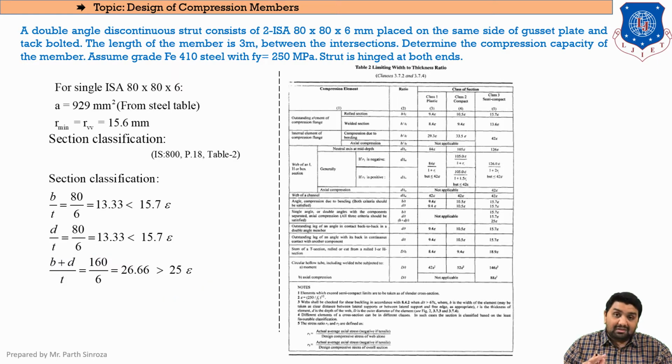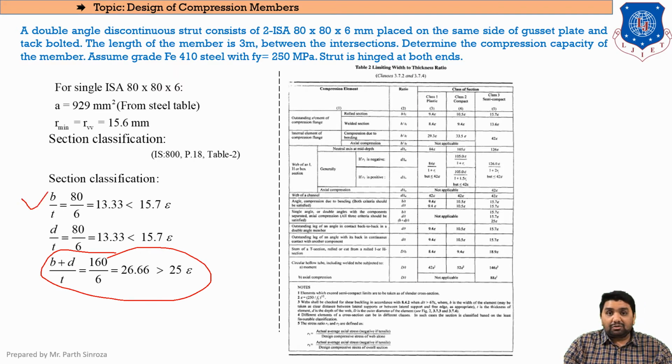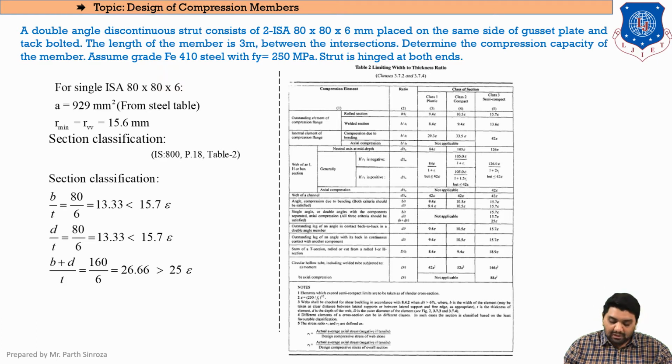Now you will be using this statement or this ratio only. If B by T was not satisfied, we could have used this clause. If D by T was not satisfied, we would have used this ratio. So whichever ratio fails, we will be using the same ratio to prove our AE value. Okay? So we'll be using the same equation.